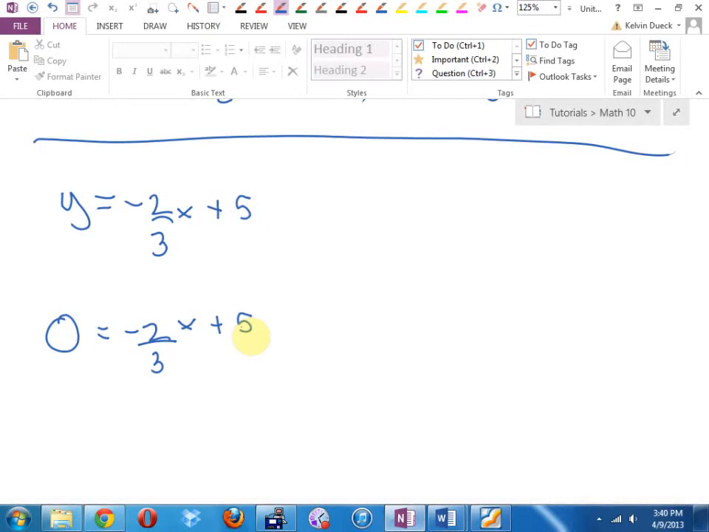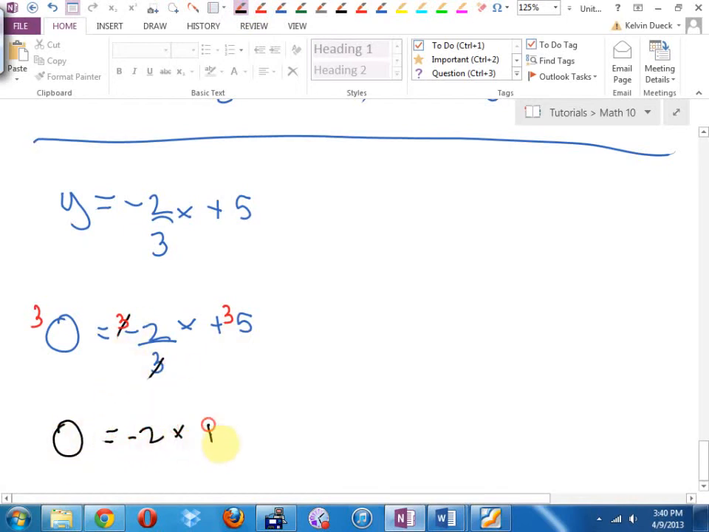Fractions. Times by 3, times by 3, times by 3. The left-hand side is nice. What's 3 times 0? Still 0. Here, you get a -2x and a positive 15, not 8, Mr. Dewick. That's what you would get if you added them. Good gosh. 15. Now what?